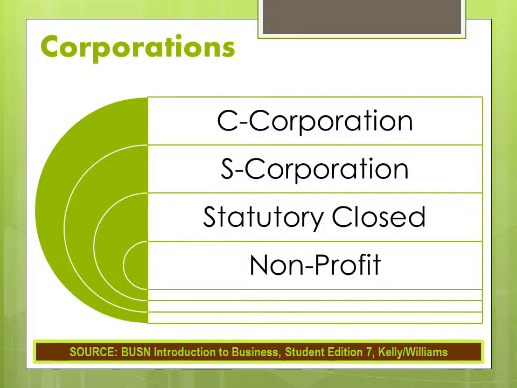The third form of ownership is corporations. Creating a corporation is like creating an artificial person. A corporation is a legal entity that can produce revenue, incur liability, and enter into contractual agreements in its own name. There are several types of corporations, but the C corporation is the most common.